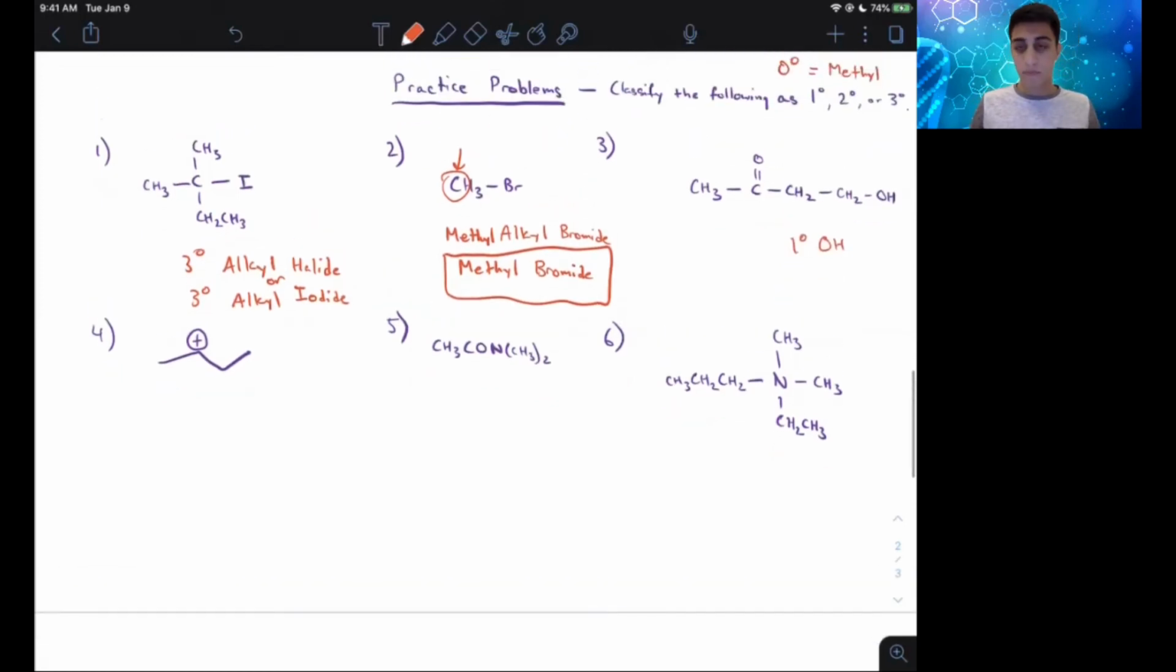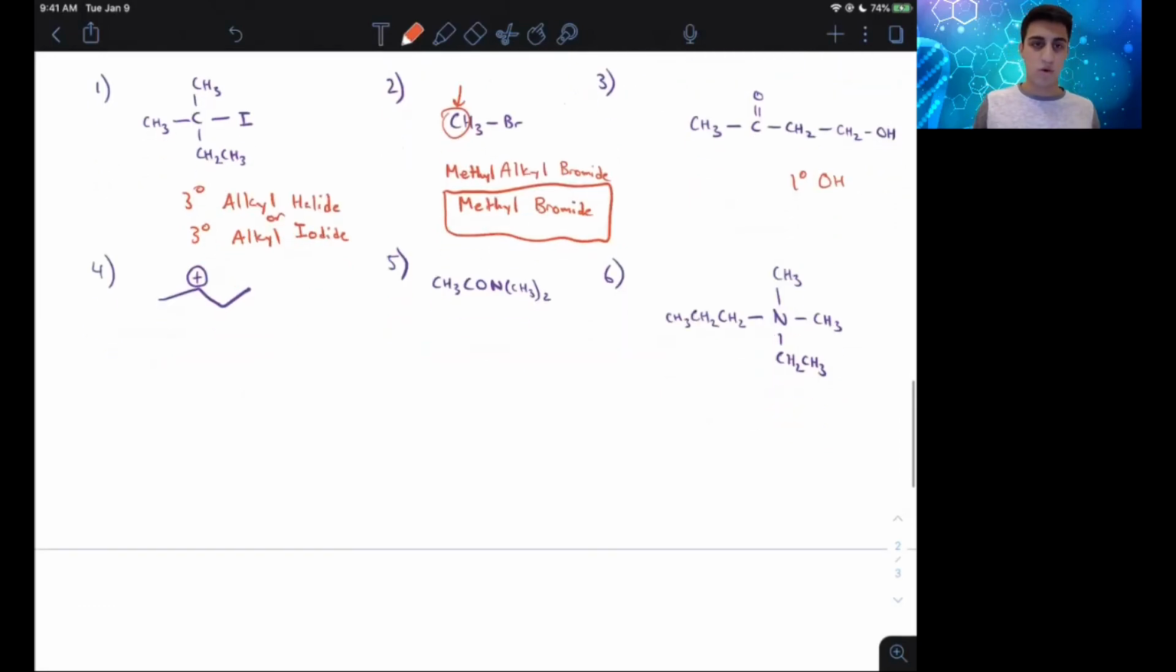Now, that's it. We covered 3 practice problems. Let's go over the next 3. We see this has a plus charge on a carbon, so this is going to be a carbocation. And remember, this is even easier. We find our carbon with the plus charge, which is right there, and we count how many carbons are directly attached. And so we have 1 on this side, 2. So this is going to be a secondary carbocation.